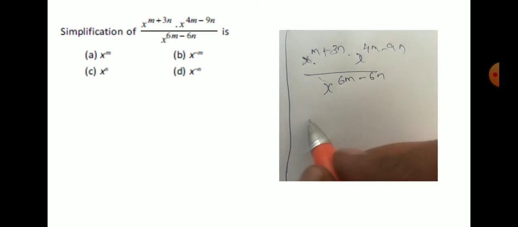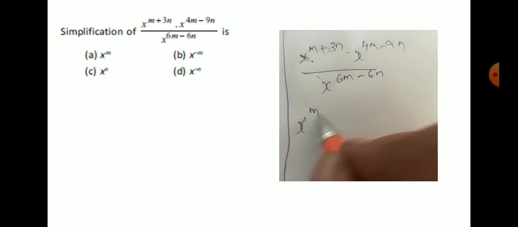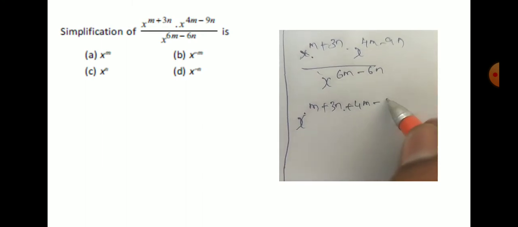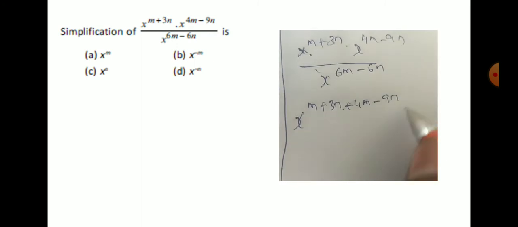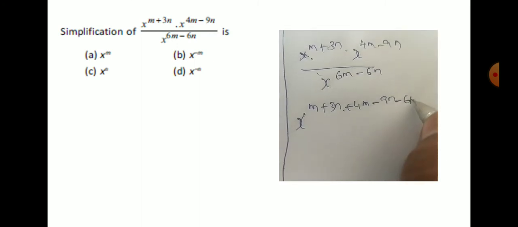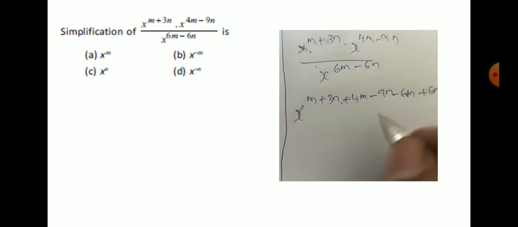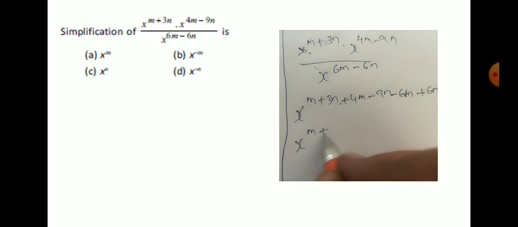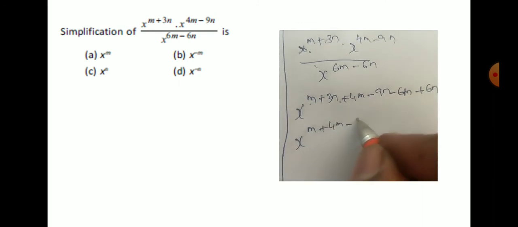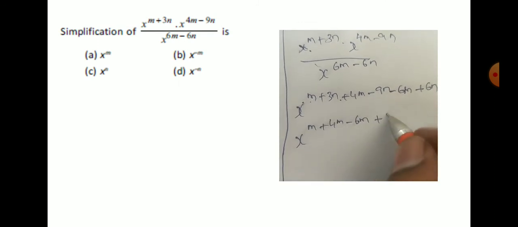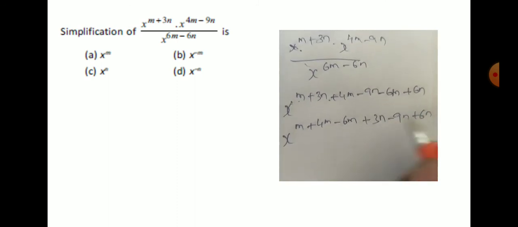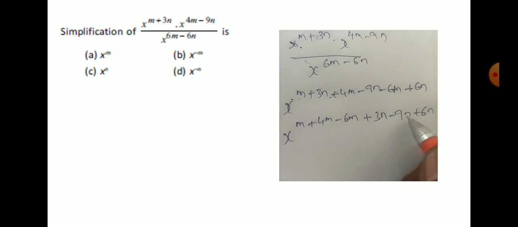It is a simple question. You take everything into the numerator. m plus 3n plus 4m minus 9n, and 6m minus 6n will become minus 6m plus 6n. x power m plus 4m minus 6m plus 3n minus 9n plus 6n. See here, 6n plus 3n is 9n, 9n minus 9n will cancel.